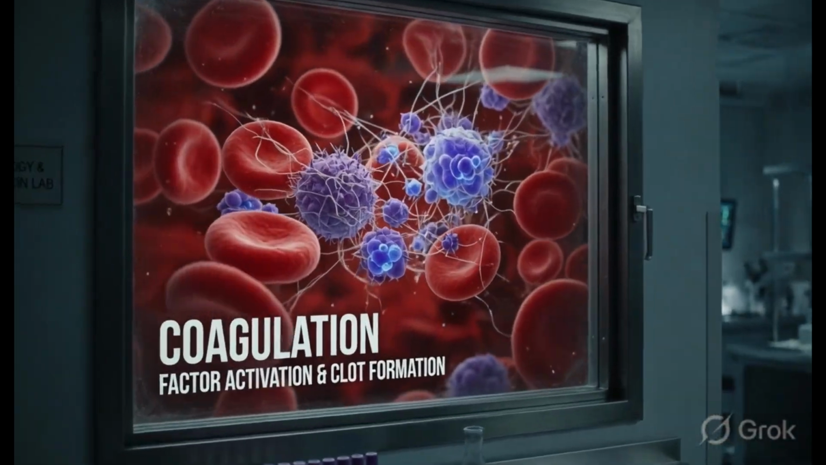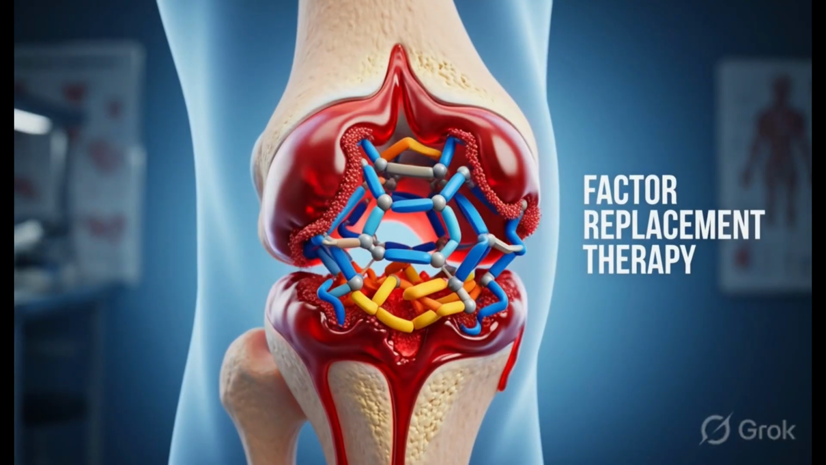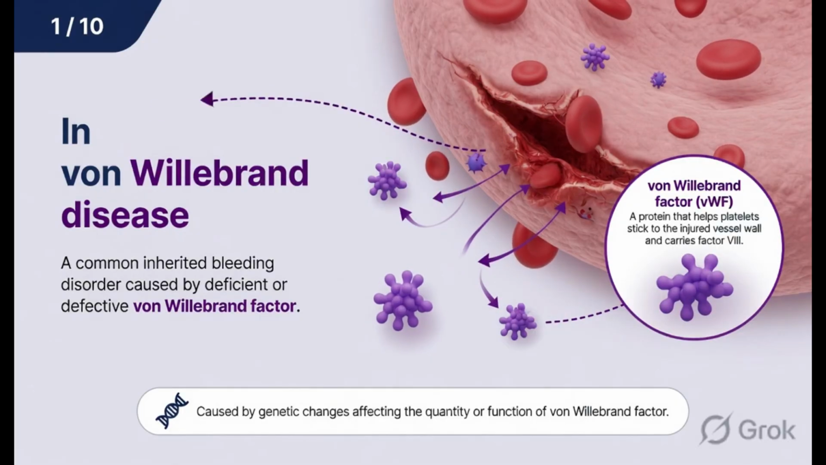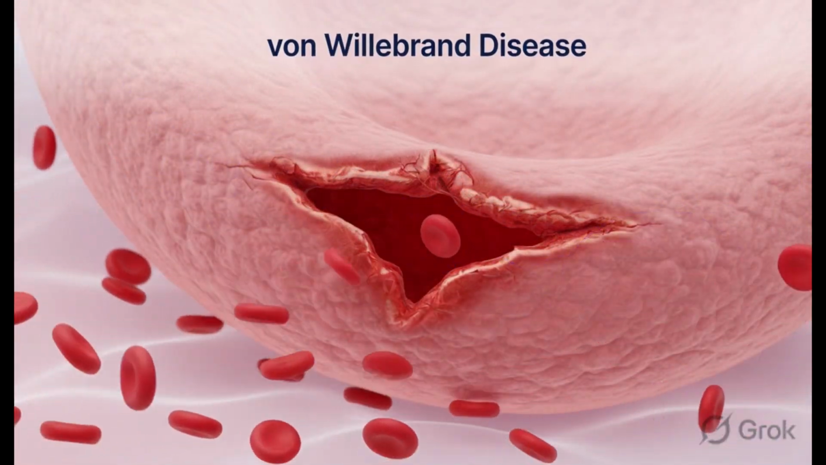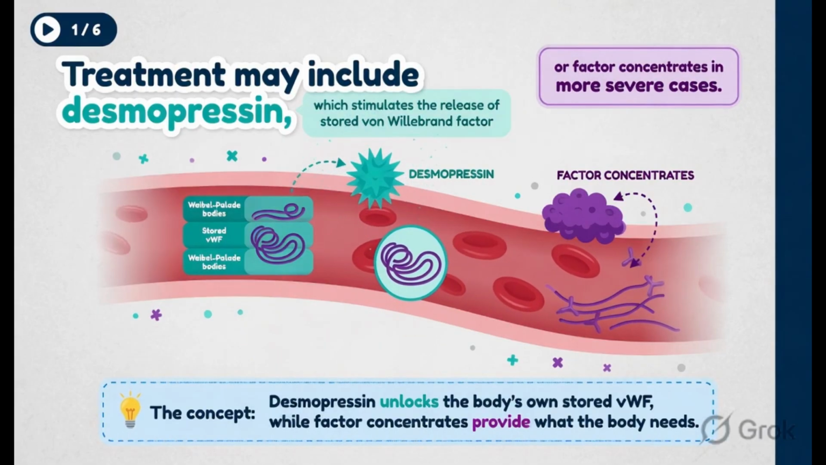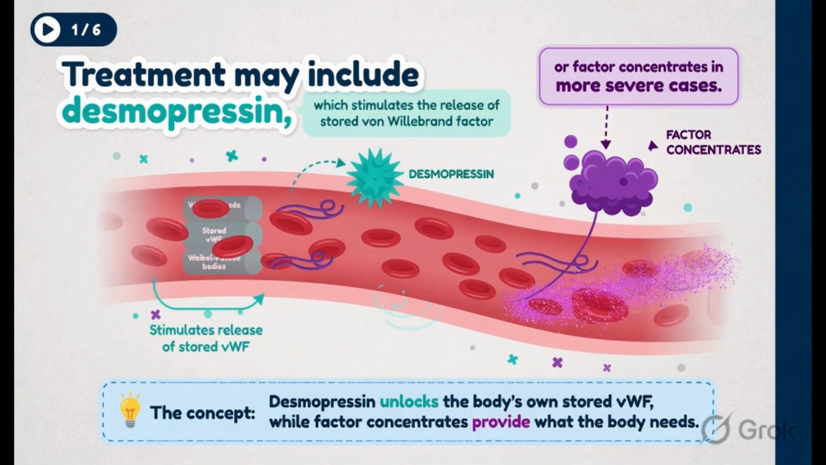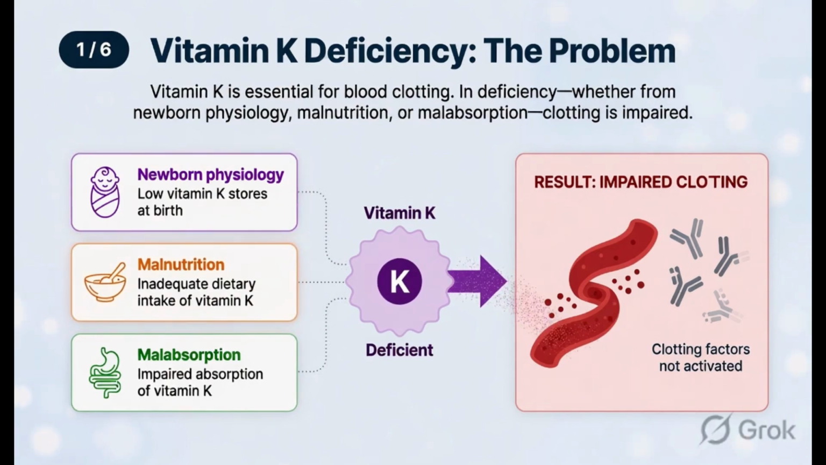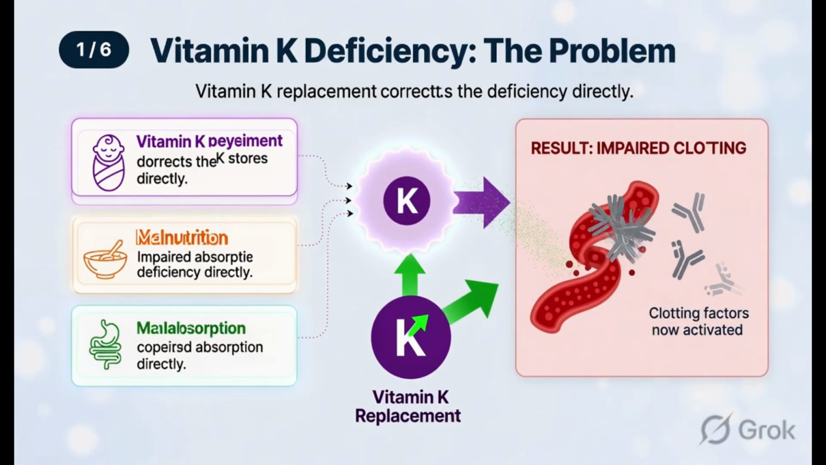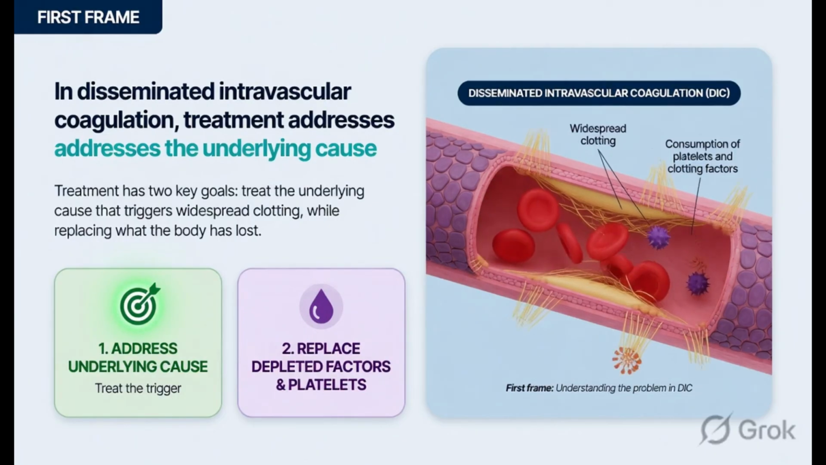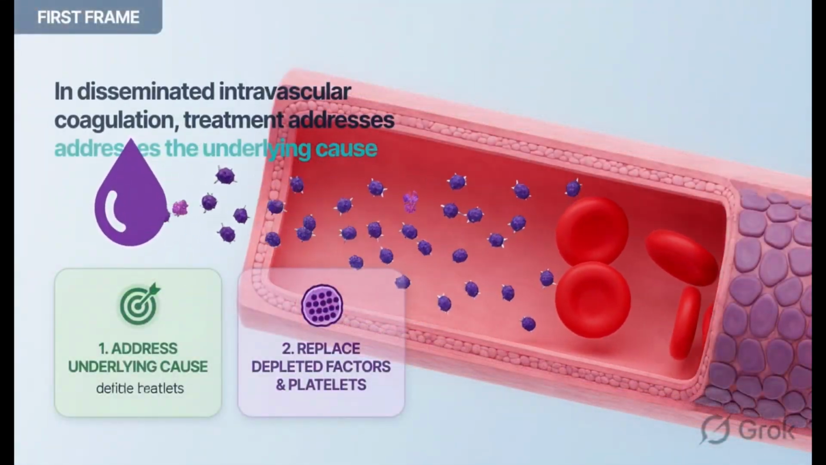Coagulants are used across a range of disorders. In Hemophilia A and B, factor replacement therapy prevents joint damage and life-threatening bleeds. In von Willebrand disease, a common inherited bleeding disorder caused by deficient or defective von Willebrand factor, treatment may include desmopressin, which stimulates the release of stored von Willebrand factor, or factor concentrates in more severe cases. In vitamin K deficiency, whether from newborn physiology, malnutrition, or malabsorption, vitamin K replacement corrects the deficiency directly. In disseminated intravascular coagulation, treatment addresses the underlying cause while replacing depleted clotting factors and platelets.